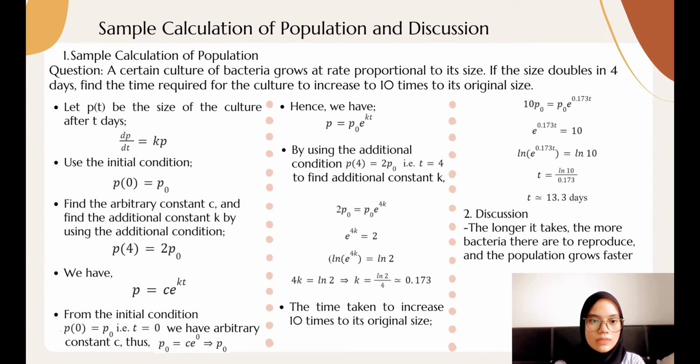Next, we can find the constant value by using the additional condition, and from the equation we can find the value of k, which is equal to 0.173. And lastly, we can find the time required to increase the size 10 times from its original size by putting the k value into the equation, and we got the final answer of 13.3 days. We got that the longer the time taken, the more bacteria reproduce. That's how fast the population grows at a given rate.